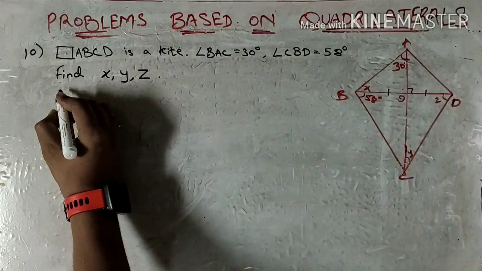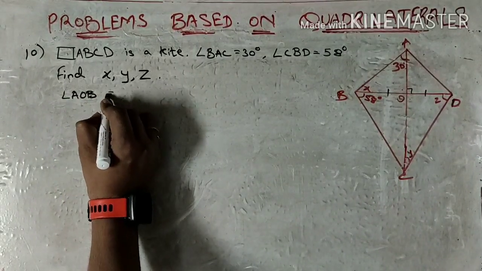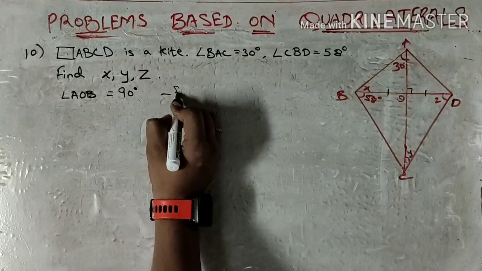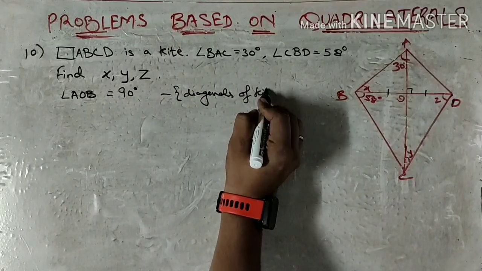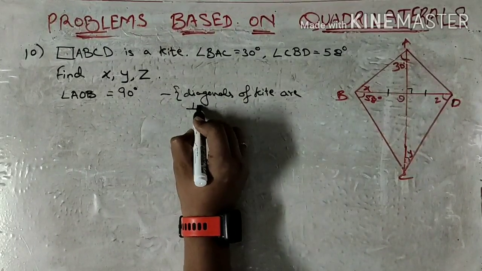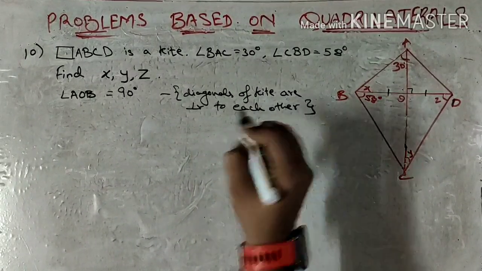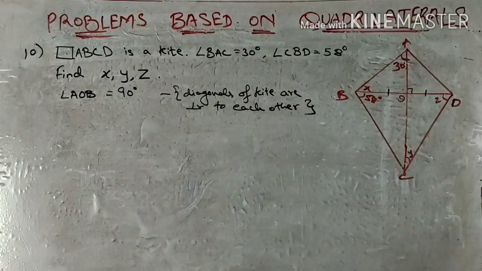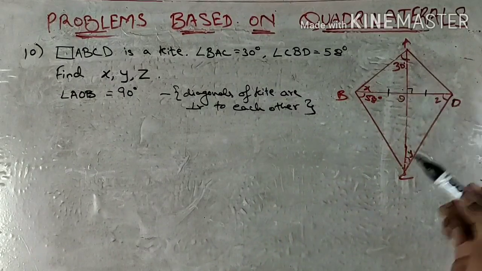Angle AOB is 90 degrees. Reason: diagonals of a kite are perpendicular to each other. Remember children, you're not supposed to use short forms like this while writing in exams. Next, in this triangle AOB, you know this is 90 degrees, this is X, this is 30.